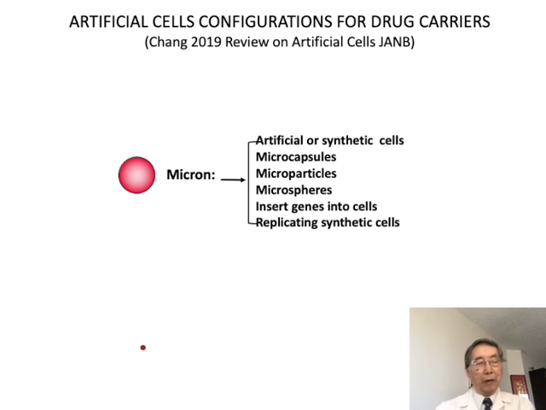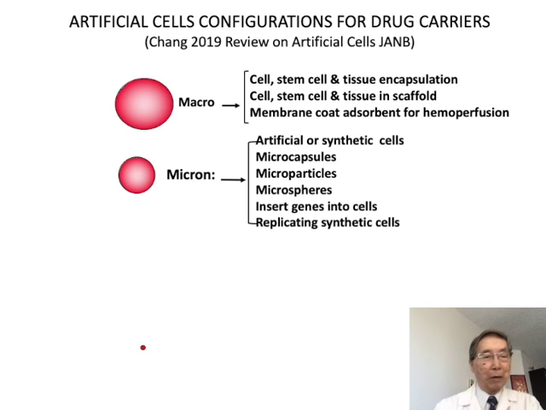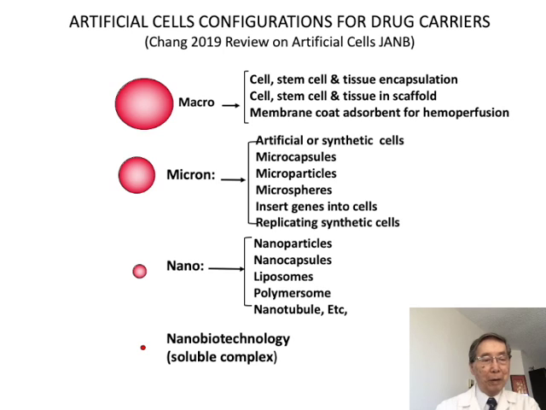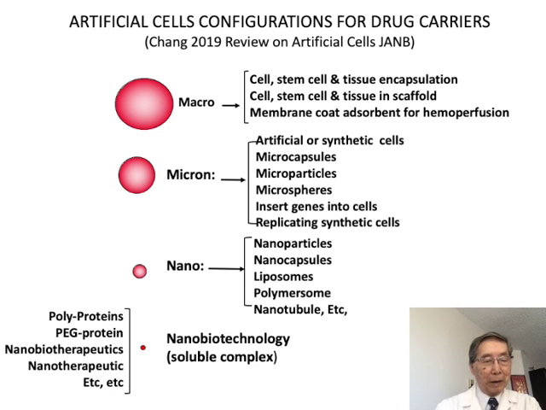And with all of these, now you can combine everything with different configurations of artificial cell: micron dimension, macro dimension for cells, nano dimension, or even nanobiotechnological soluble complexes of different forms. As a result, the possible use of artificial cells for cancer therapy and cancer immunotherapy is unlimited and waiting to be thoroughly explored.